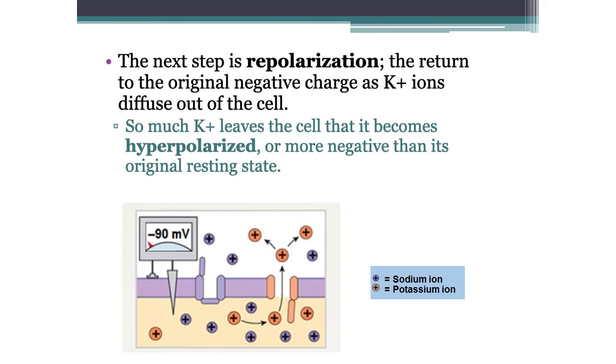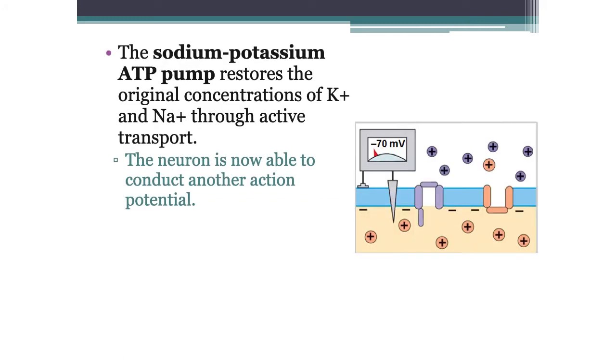Now, the next step is repolarization, the return to the original negative charge as potassium ions diffuse out. So now the sodium has diffused in and potassium moves out. So much potassium leaves the cell that it becomes hyperpolarized, or more negative than its original resting state. So now it's more negative than it was before. Now the sodium-potassium ATP pump restores the original concentration of sodium and potassium through active transport. The neuron is now able to conduct another action potential.